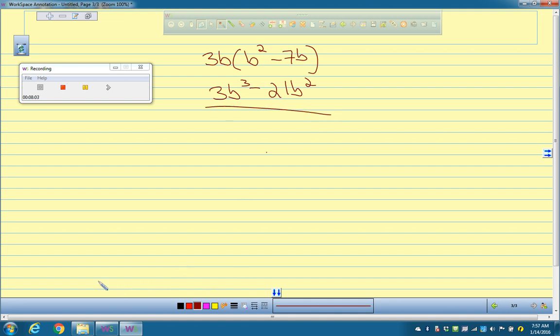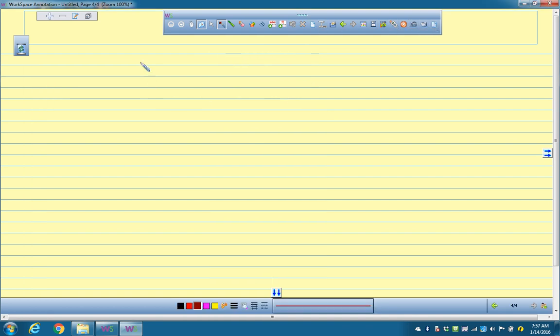Okay, so it looks like you guys are already pretty good at that. We'll come back and do some more, okay? But now we're going to get into the good stuff: multiplying a binomial times a binomial. Multiplying two binomials. Okay, so two expressions, both of which have two terms.